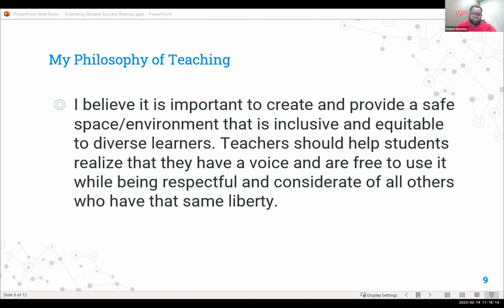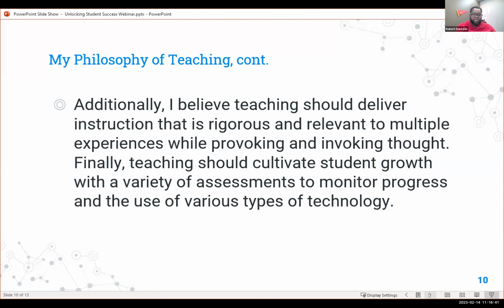And so just starting off, it says, I believe it is important to create and provide a safe space or environment that is inclusive and equitable to diverse learners. Teachers should help students realize that they have a voice and are free to use it, while being respectful and considerate of all others who have that same liberty. And it continues. It says, additionally, I believe teaching should deliver instruction that is rigorous and relevant to multiple experiences while provoking and invoking thought.